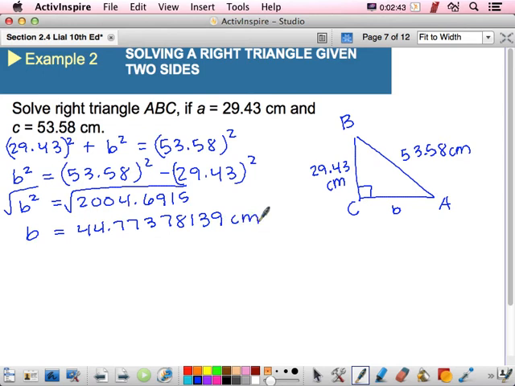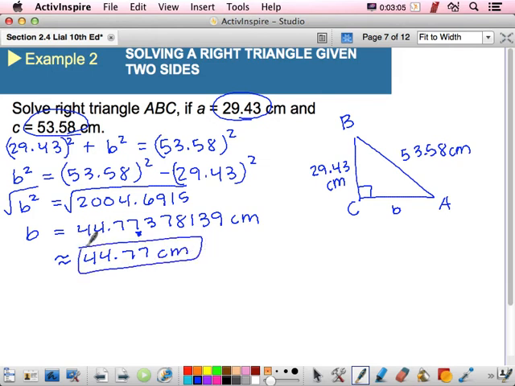I want how many significant digits for this problem? 4. Let's see, that has 4 and this has 4, so I need to round to the 4th. So I need to round it right there. So does it stay 44.77 or round up? 44.77. Okay, that is what b is. 44.77 centimeters. All right. What else is missing?